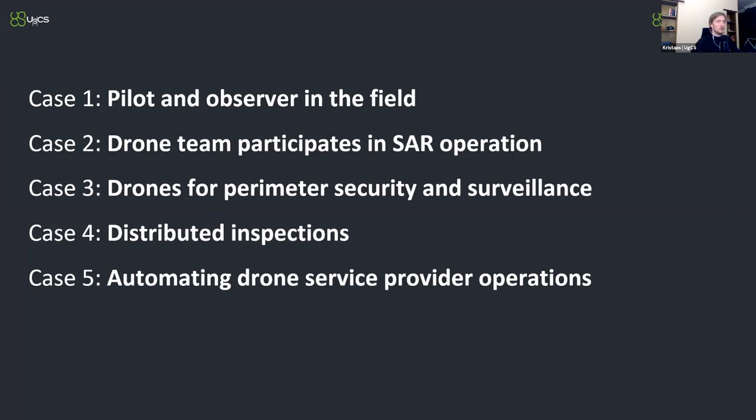Third case is using drones for perimeter security and surveillance. Examples would include ports or areas near the railway. Fourth case is distributed inspections, meaning the pilot can be almost anywhere in the world, and there is one main control center from which you monitor the drone flights, as well as past flights and all the data that have been gathered, such as imagery, 3D models, and so on. And fifth case is automating drone service provider operations. When we get to this, I'll explain what it means exactly.